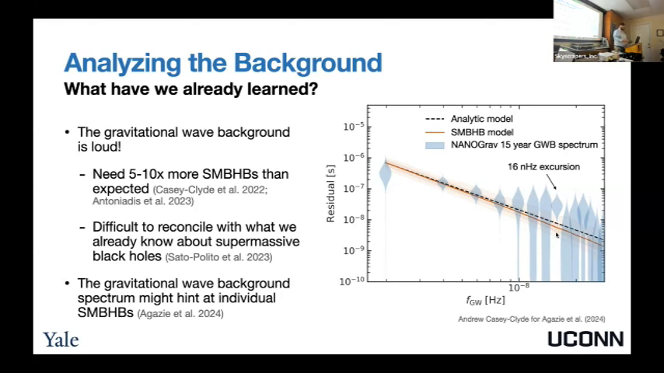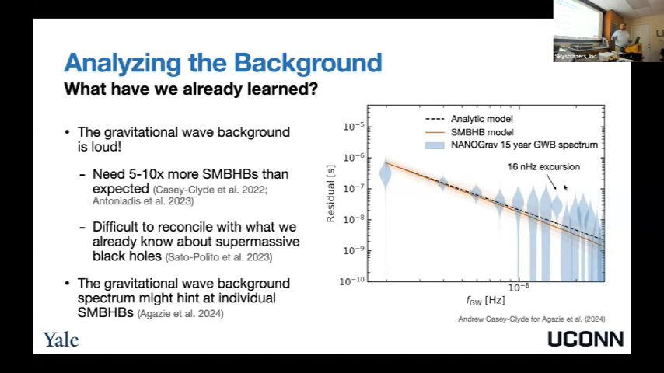And one of the very exciting things that we're seeing is here at 16 nanohertz, we have what appears to be a little bit of an excursion. There's a little bit of a bump in our gravitational wave background. And so far, we haven't been able to confirm exactly what it is yet. But what we have been able to confirm is that it's consistent with a supermassive black hole binary that wouldn't have been detected in our continuous wave searches yet.